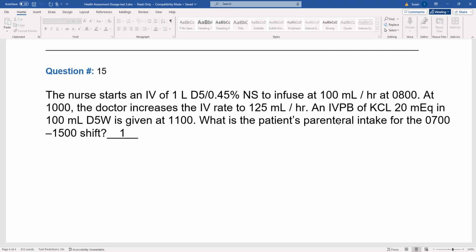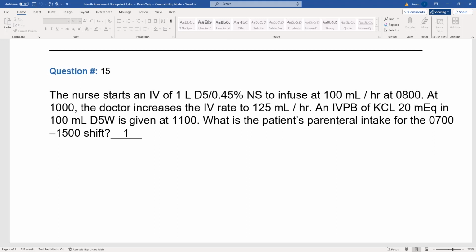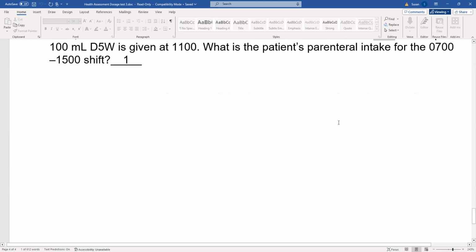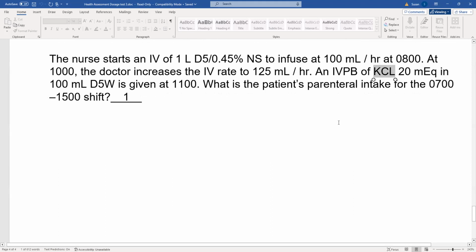So you're going to start with 100 mLs an hour at 8 a.m. and that's going for 2 hours, right? From 8 to 10. That's what it says here, right? So that's 200 mLs. Now the doctor changed the rate to 125 an hour at 10 a.m. So from 10 a.m. to 3 p.m., how many hours do you have there?